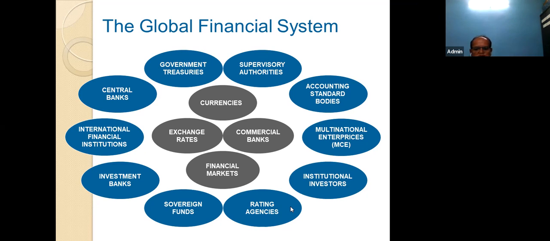Triple A means high safety. Triple B is moderate safety, and triple C means it is unsafe. So whenever these ratings are given, the investor comes to know whether to invest in this instrument or not. So that is called a rating. Likewise, there are various participants who play a dominant role in this global financial system.